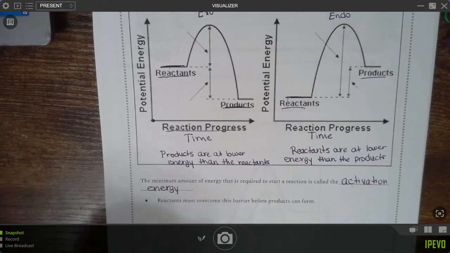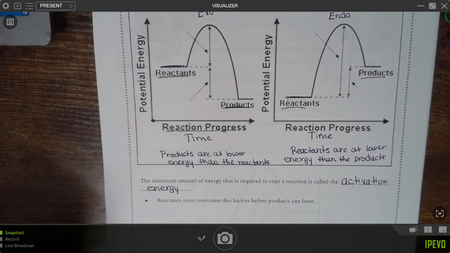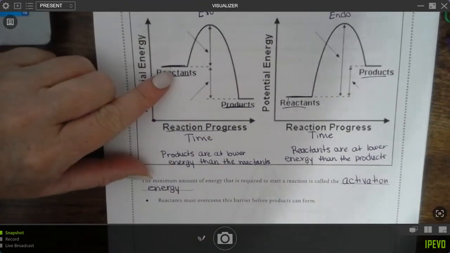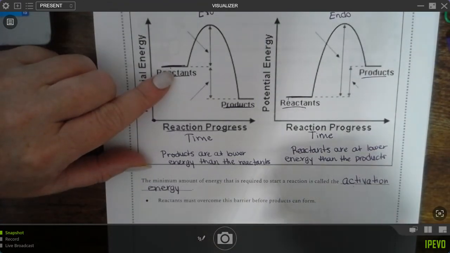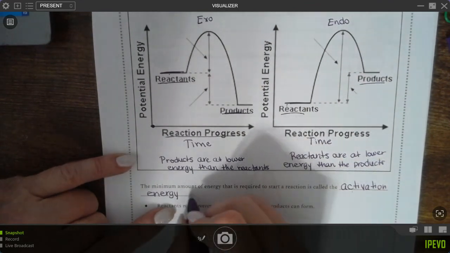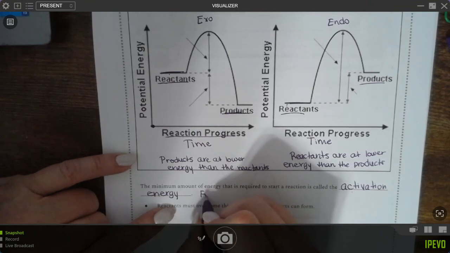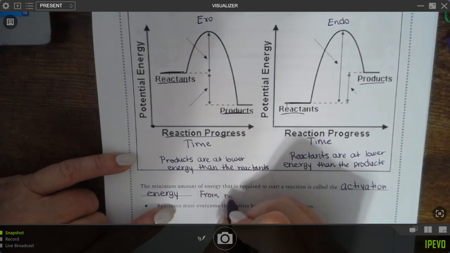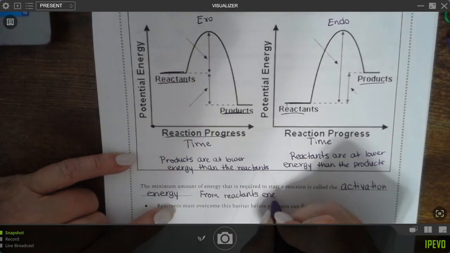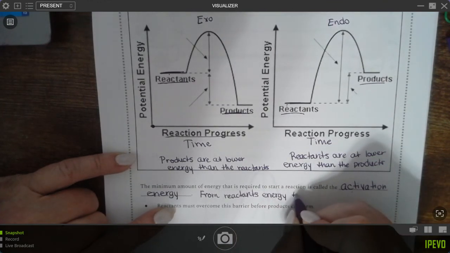So when we use a striker or the little clicker that I have, that gives it just a spark of energy, just enough energy to make the Bunsen burner light and the reaction to go. So activation energy, and this is where it shows up on this graph, is from the reactants energy to the peak of the graph.